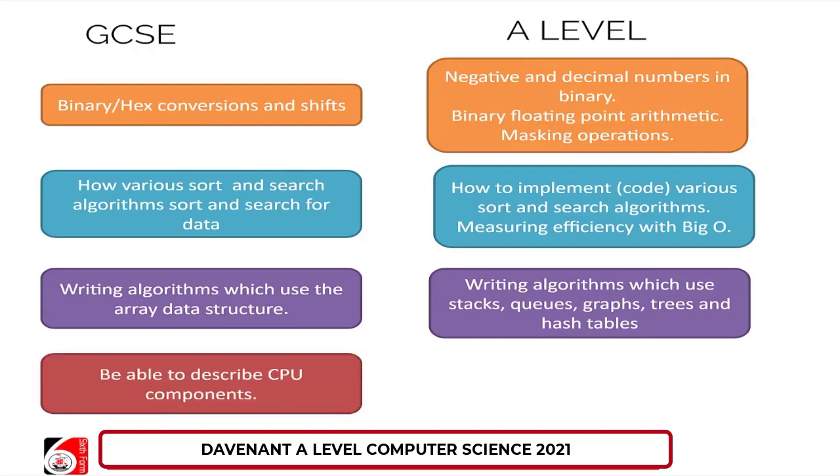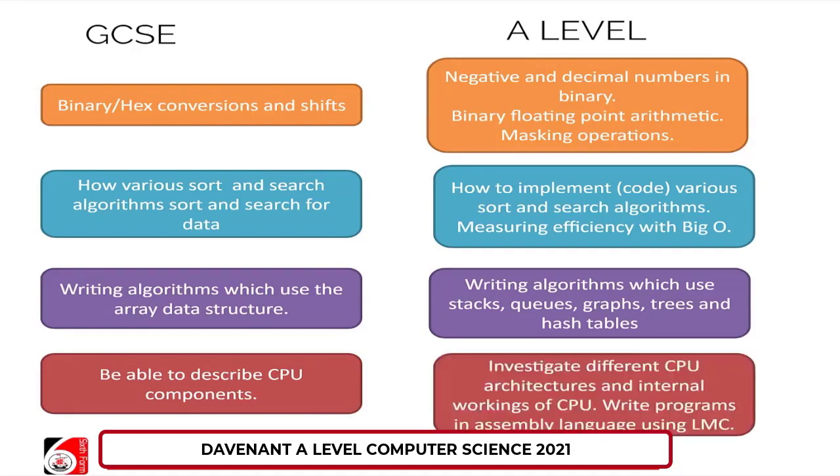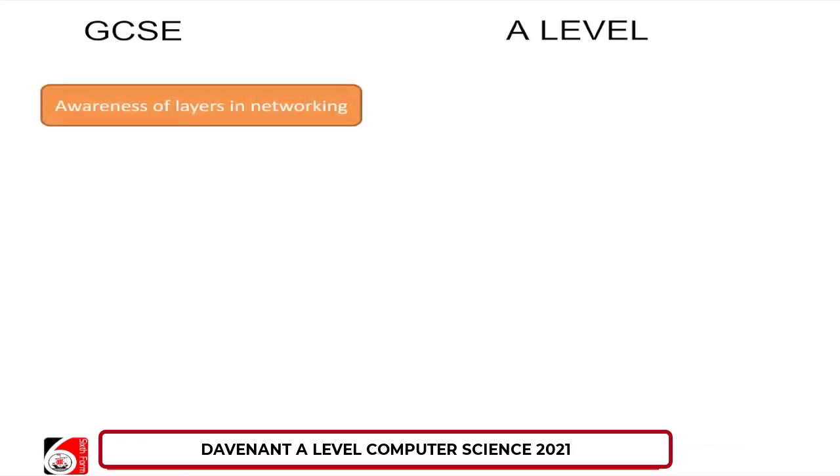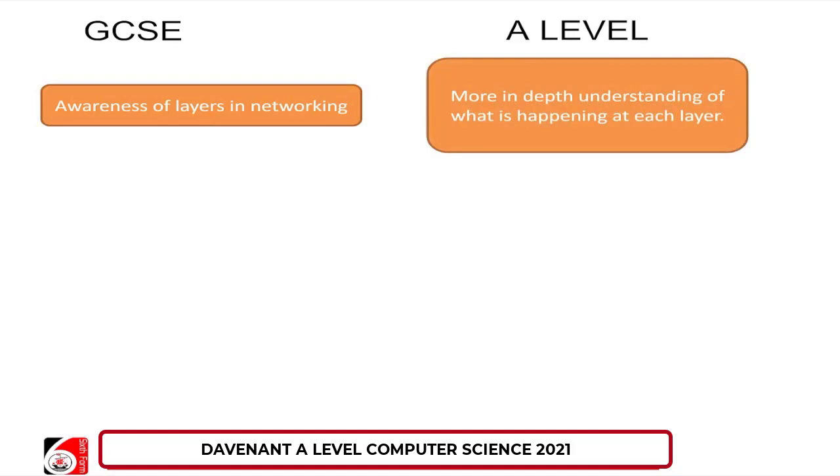At GCSE, you need to be able to describe the CPU components for von Neumann architecture. At A-Level, you go on to investigate different architectures and in turn look at the internal workings of a CPU. You also learn to write programs in assembly language using Little Man Computer. At GCSE, you gain an awareness of layers in networking. At A-Level, you get a more depth in understanding of what is happening at each layer.